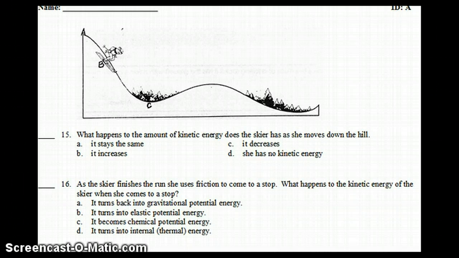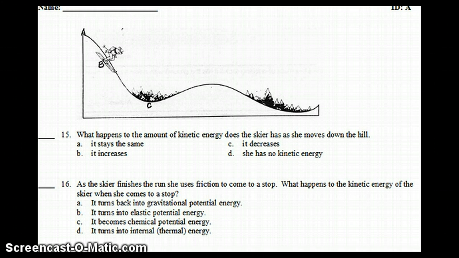Number 15, what happens to the amount of kinetic energy the skier has as she moves down the hill? A, it stays the same, B, it increases, C, it decreases, or D, she has no kinetic energy. Number 16, as the skier finishes the run, she uses friction to come to a stop. What happens to the kinetic energy of the skier when she comes to a stop? A, it turns back to gravitational potential energy. B, it turns into elastic potential energy.